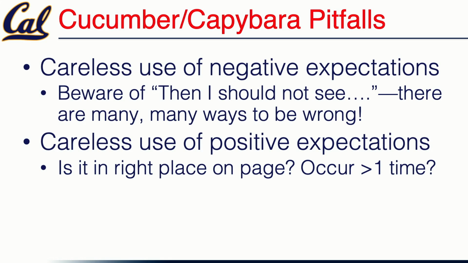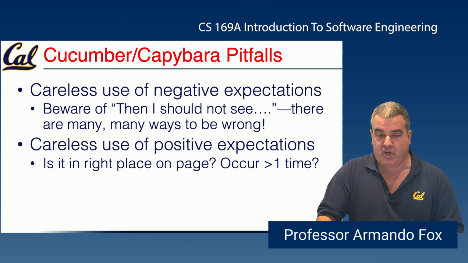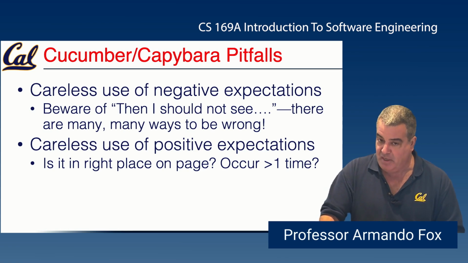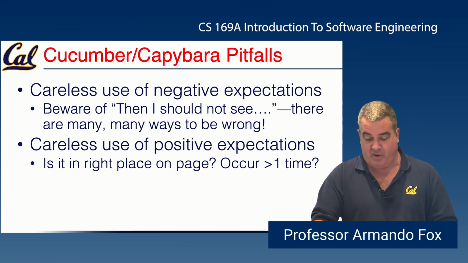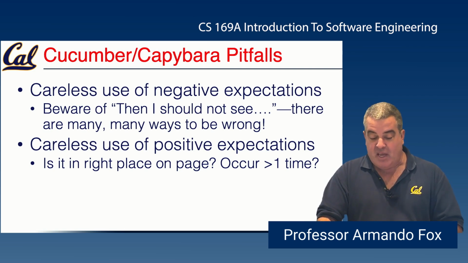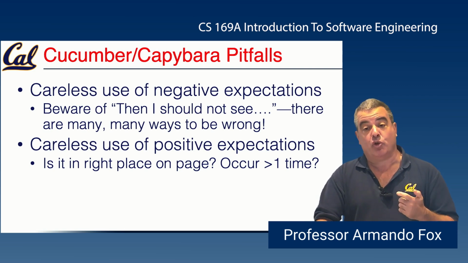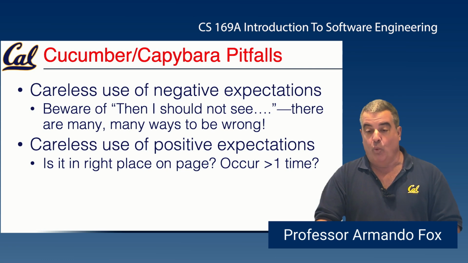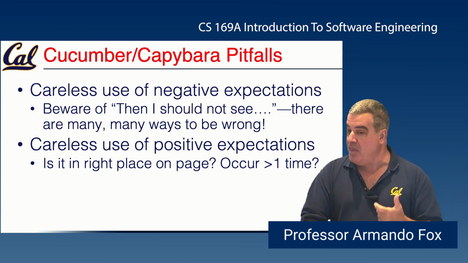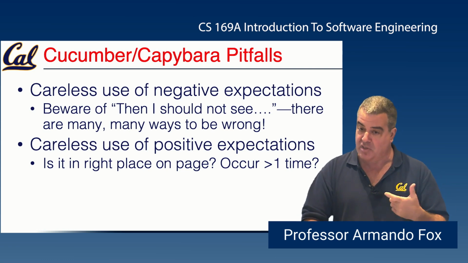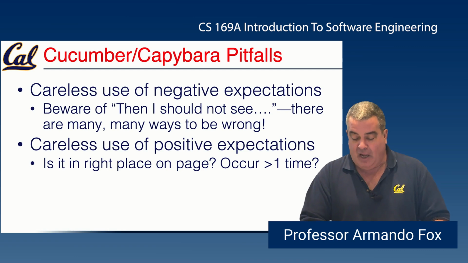Similarly, for positive expectations, that was the example that we did in the demo where we said, the strings occurred on the page, but they didn't occur in the right place. And the initial simple version of our step definition didn't check for that. So when you're saying, I should see something on a page, are you sure you're looking at the right place on the page? What if it occurs more than one time, even within that same place? Is that okay? Or is that something you actually want to check for?